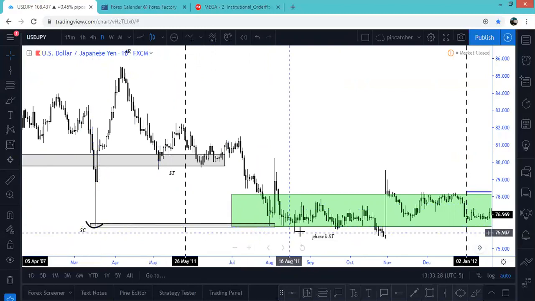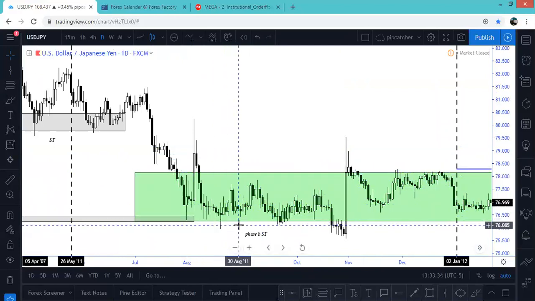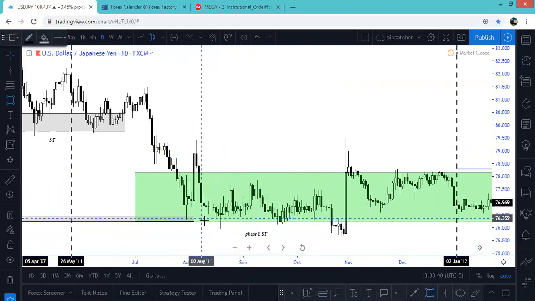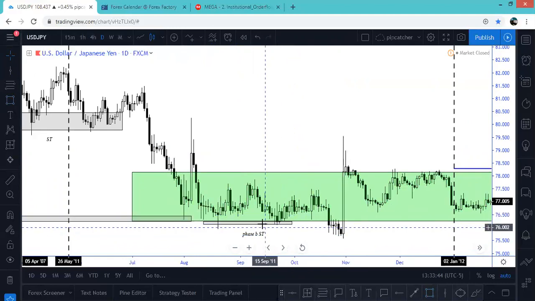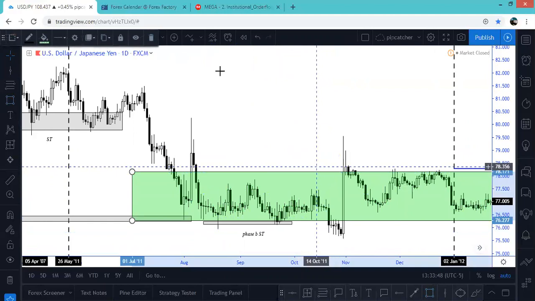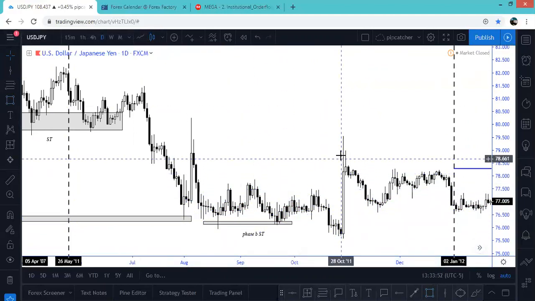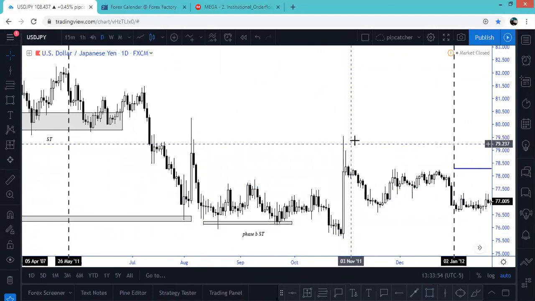Still equal lows right here. So we got to realize maybe this might still want to come down. And it does. It does just that. Creates more equal lows right here. Relatively equal. And then look, we have this move that comes down and shoots straight up. Okay? This impulsive move right here.